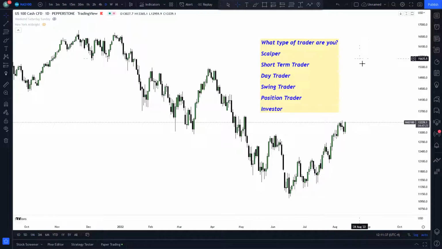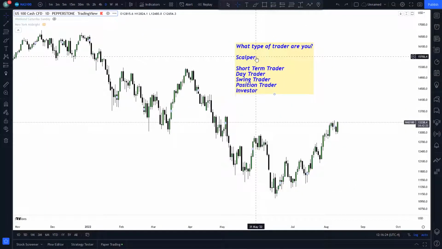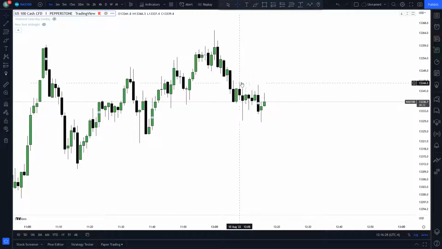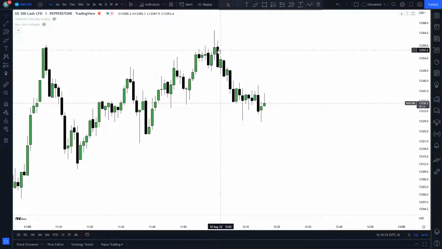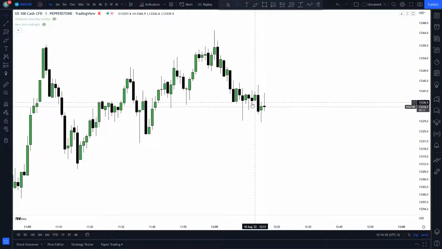The reason why you need to know this and have a good idea on which type of trader you are, let's just say you're a scalper, so you're on the very low time frame charts like the 1 minute or the 3 minute. For example, let's say we see a bearish move and we have a bearish setup. There's no setup here, but let's just say this is your bearish setup. Just think about this for a second.